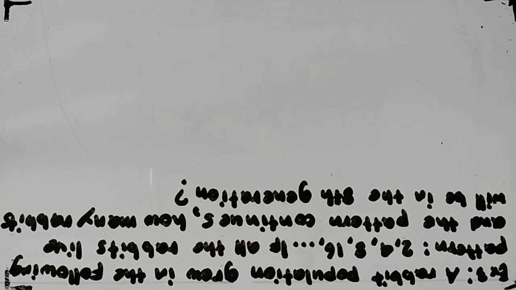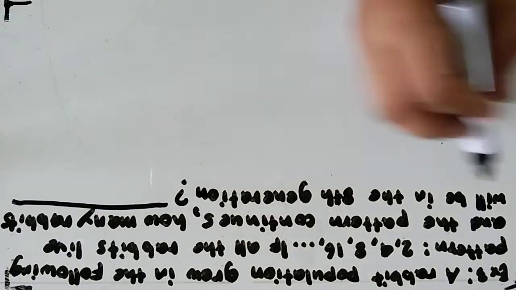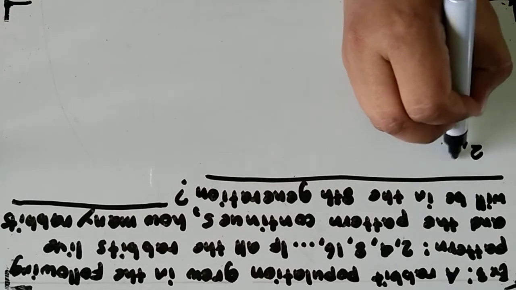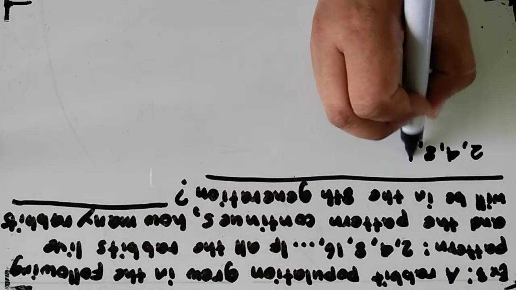Okay, so sa item number 3 dyan sa worksheet ninyo, kapares siya ng example na ito. So, basahin natin ang problem. A rabbit population grew in the following pattern: 2, 4, 8, 16, and so on. If all the rabbits live and the pattern continues, how many rabbits will be in the 8th generation? So, ang tinatanong sa atin, how many rabbits will be in the 8th generation? So, tingnan natin ang sequence na binigay. Meron tayong 2, 4, 8, 16.